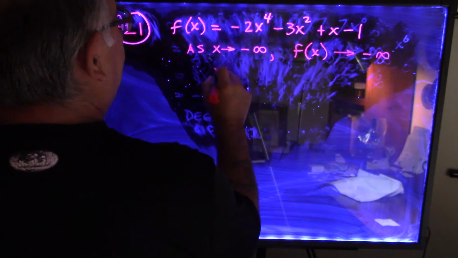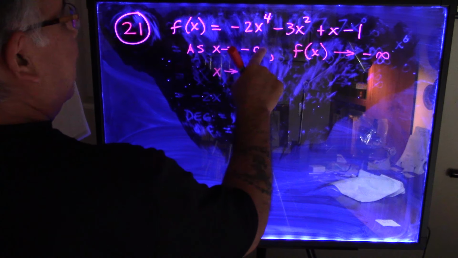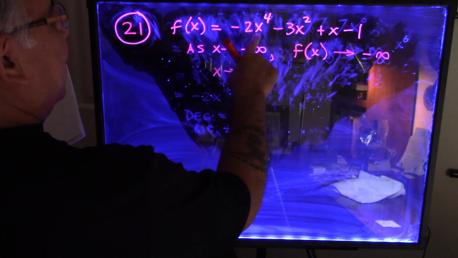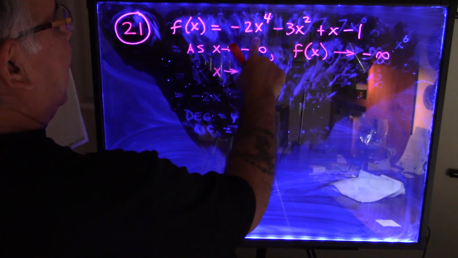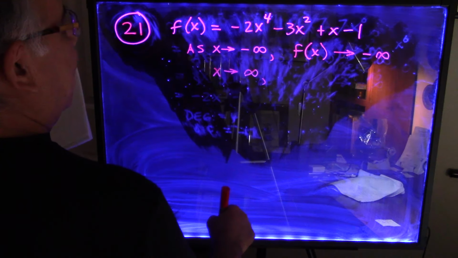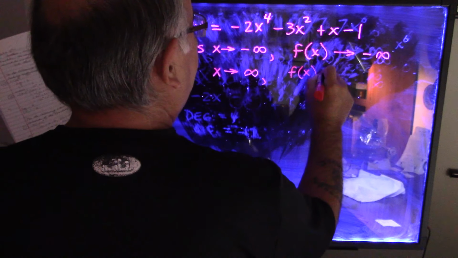And as x goes to positive infinity, what happens? You could probably guess by now, or deduce it. This is a positive number. Raise it to the fourth power, still positive. Multiply it by negative 2, it's going to be negative. So f of x will go to negative infinity.